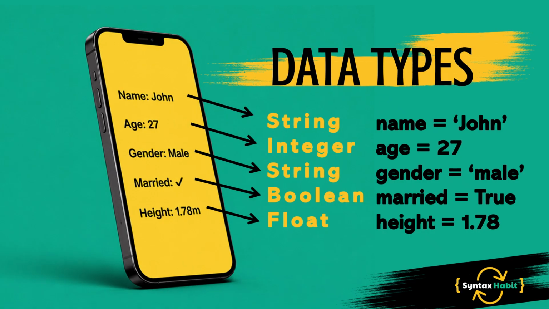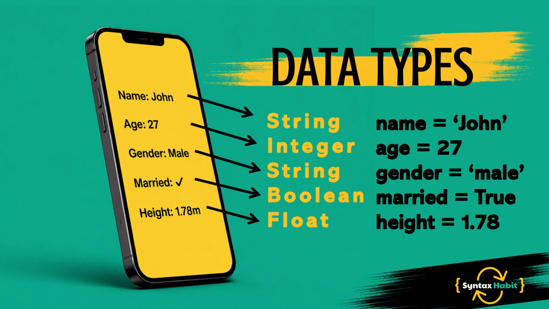Before we begin, let's quickly recap the 4 basic data types we learned so far. Remember, as the programmer, you are the one who decides how a value should be stored. If we look at these examples, the first and third values would naturally be stored as strings because they contain text. The person's age would usually be stored as an integer because it is a whole number.